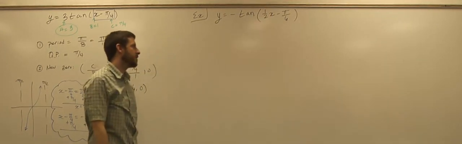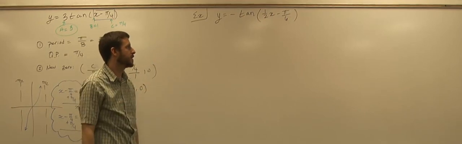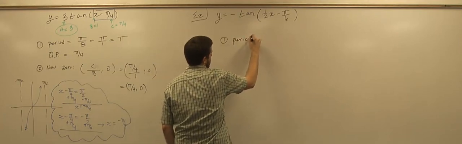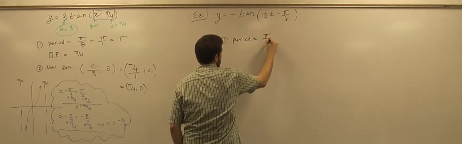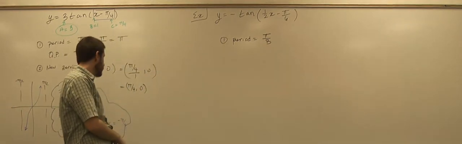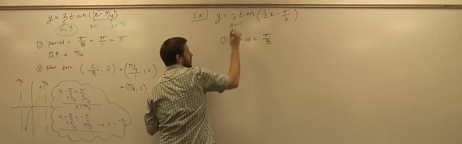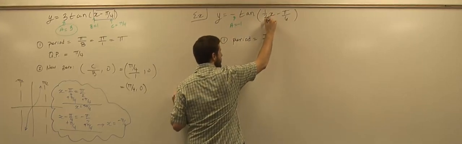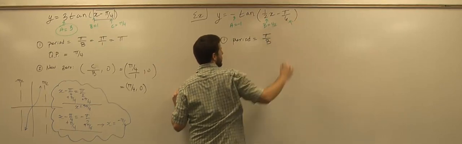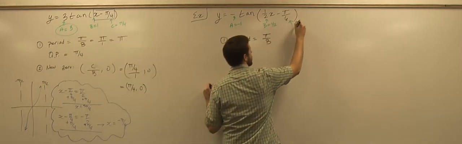So I'm going to find my period and then my quarter periods and figure out also where my zero moves. So period for tangent is pi over b. I guess I should label my a, b, and c. What's a? A is the number in front, which in this case is -1. B is the number in front of x, which is 1/2. C is the number being subtracted, which in this case is pi over 6.